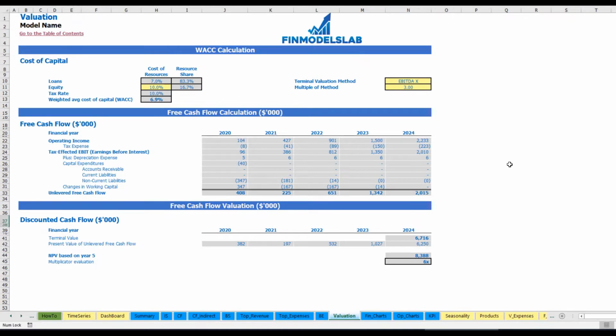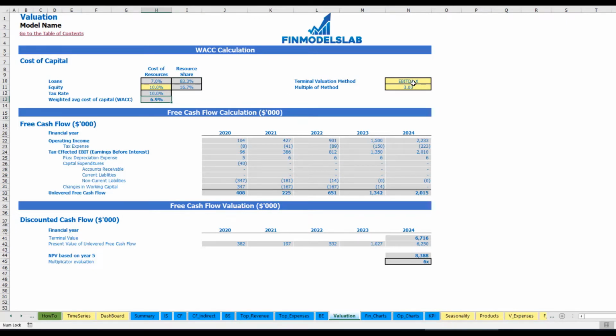On the valuation tab, you may see the calculation of company valuation based on the cost of equity, which you may input here. Cost of loans you previously inputted on the dashboard. Calculation of resource share you may see here. There's also tax rate, and here you may find the weighted average cost of capital.